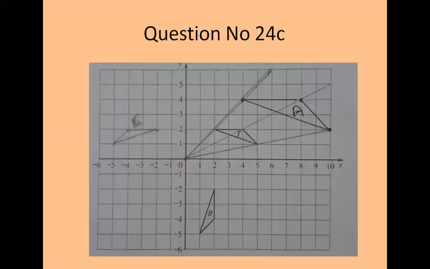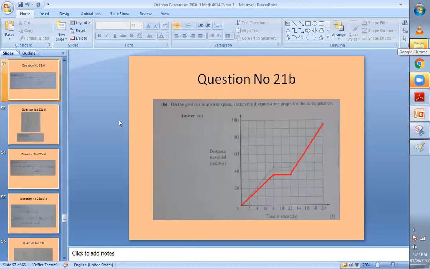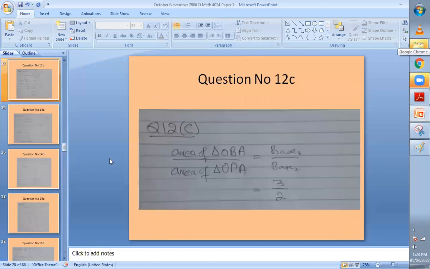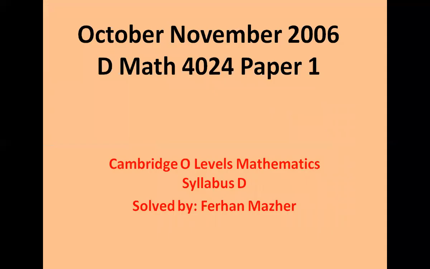Okay, so, my dear students, we have reached the end of this paper. Today we have done the October/November 2006 Paper 1. This is D Maths 4024. My name is Ferhan Mazher, and this paper is over. I have tried my best to explain to you the concepts and how the tricks are done in this paper.